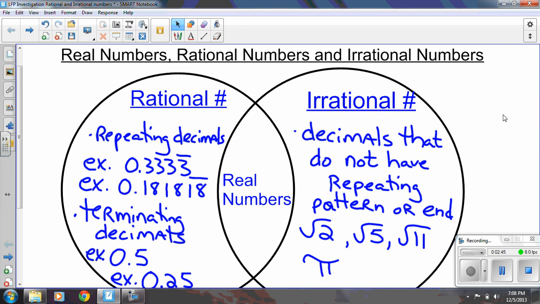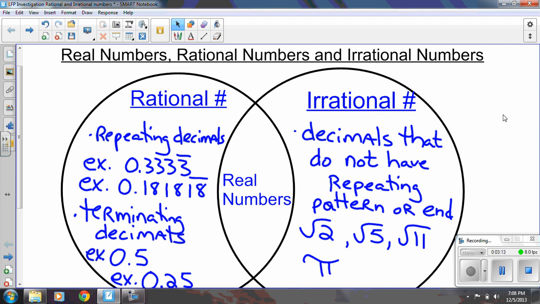Could you help me out and tell me what they are? Square root of 2, square root of 5, square root of 11. Okay, good. And then we also have a symbol down below which we use quite often in class. And what is that? Pi. Right. In pi, we often think of it as 3.14, but we know that there is no end to pi. It continues on into infinity.